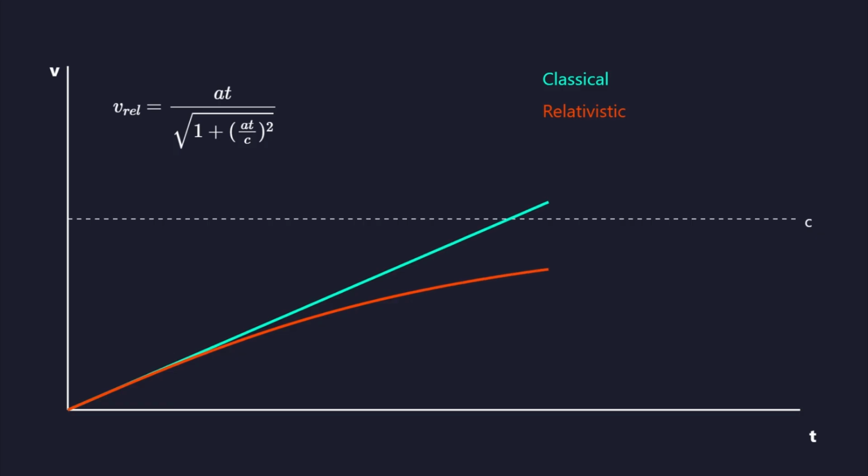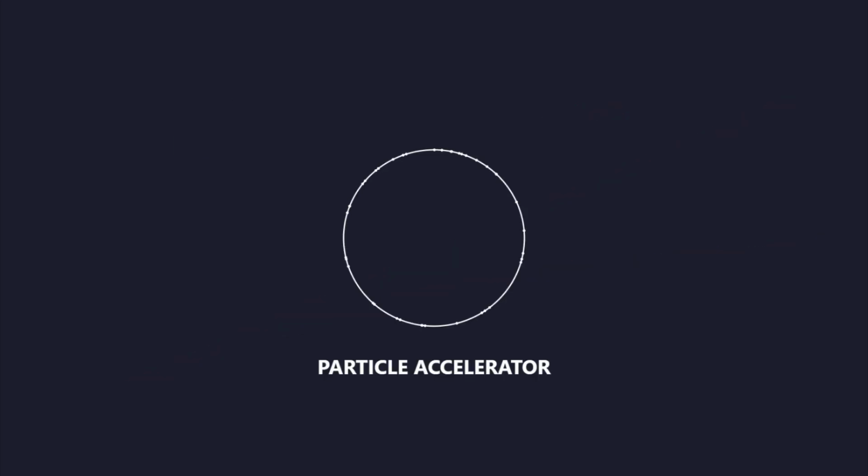In classical physics, constant force leads to constant acceleration. In relativity, as velocity nears the asymptote, the same force produces less and less acceleration, as the work done goes into increasing the momentum and energy rather than speed.